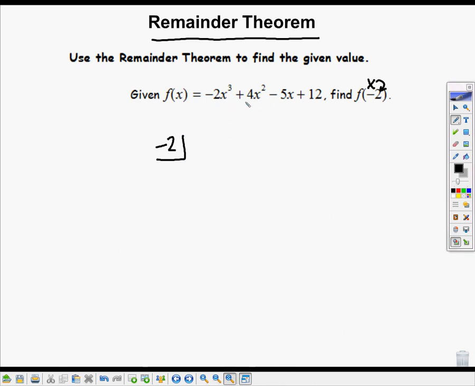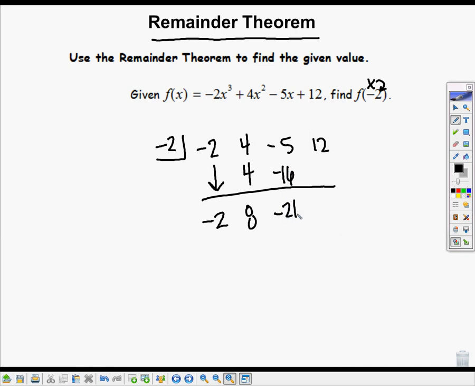We're going to check the coefficients of our dividend to make sure we're not missing anything. We have 3, 2, 1, and 0, so no placeholder is needed for this problem either. So we have a negative 2, 4, negative 5, and 12. So again, remember we're going to bring that first number down, negative 2. A negative 2 times negative 2 is a positive 4. 4 plus 4 is 8. 8 times a negative 2 is negative 16. Negative 16 plus a negative 5 is negative 21. And a negative 2 times negative 21 is 42. 42 plus 12 is 54. So we have a remainder of 54.